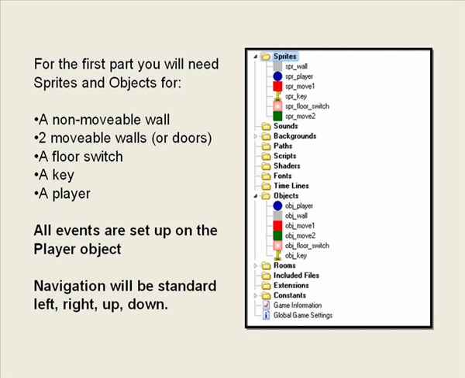For the first part of the video, you'll need sprites and objects for a non-movable wall that should be set to solid, two movable walls or doors also set to solid, a floor switch which is not solid, a key that is not solid, and a player that is not solid. All events that I'm going to go through are set up on the player object, and navigation will be standard left, right, up, down arrows.